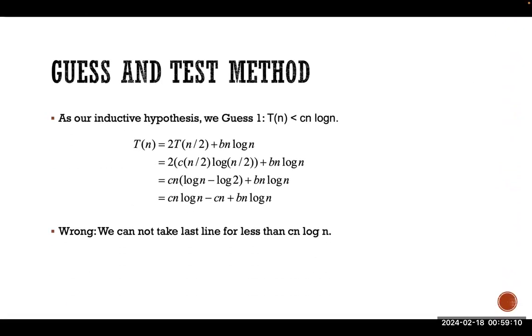As our first guess, using the inductive hypothesis, we take T of n is less than C n log n. By substituting this in T of n equals 2T of n by 2 plus B n log n, we get C n log n minus C n plus B n log n, which we can say is greater than C n log n, as both B n log n and C n terms are present in the equation. But as this disproves our guess, which is T of n should be less than C n log n, our guess is wrong and we have to guess again.